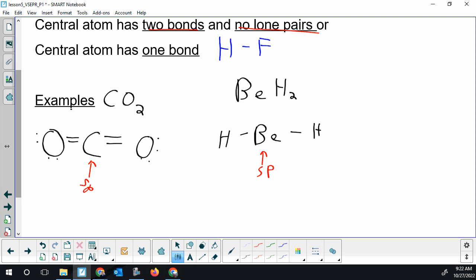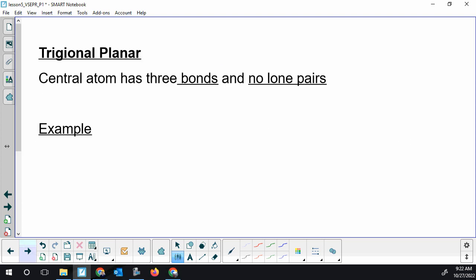These are linear. These are 180 degrees. So that's our first shape. 2 bonds, no lone pairs, or just 2 atoms. We're going to move into trigonal planar next. We could tackle this from hybridization, but you'd want to think of this as 3 bonds and no lone pairs.